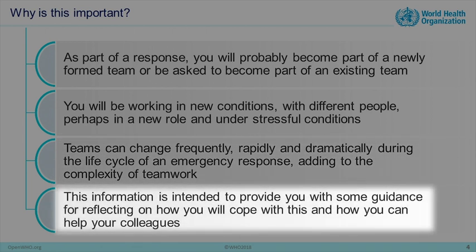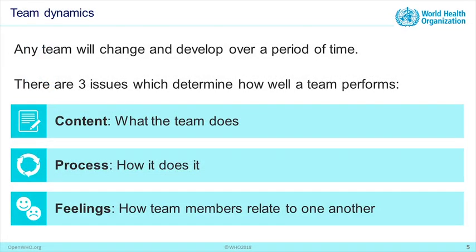This information is intended to provide you with some guidance for reflecting on how you will cope with this and how you can help your colleagues. Team dynamics change all the time, and during a response, they may change more quickly and frequently than usual. Three factors determine how well a team performs. What the team does and how it does it will change as they move through the different stages of the emergency management continuum. The people in the team will also change as the response progresses.